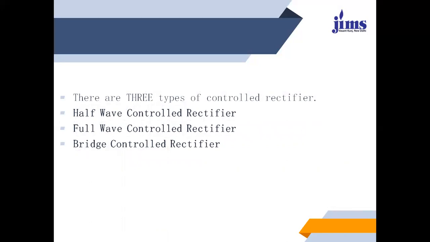There are normally three types of controlled rectifier: half wave controlled rectifier, full wave controlled rectifier, and bridge controlled rectifier. So these are the different types of controlled rectifier. In this lecture we are only discussing what types of rectifiers there are and how they work.